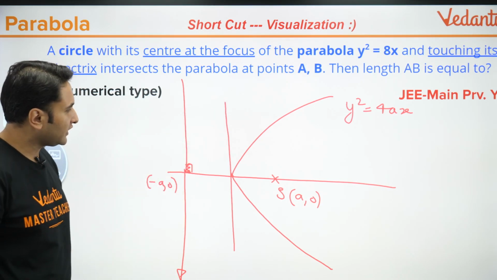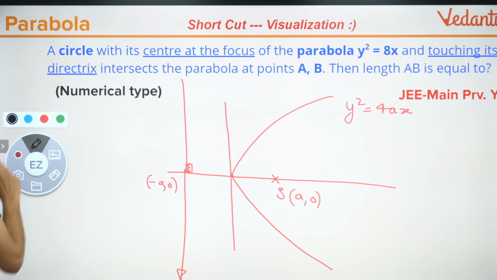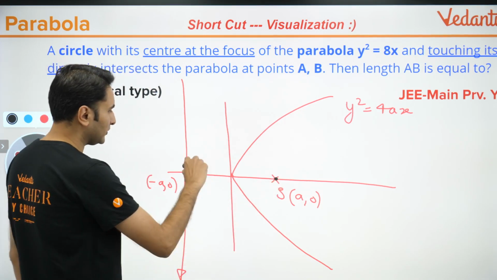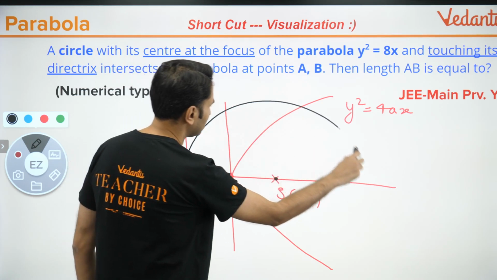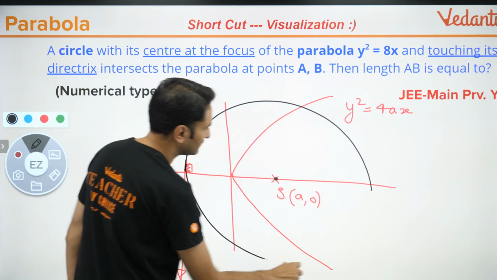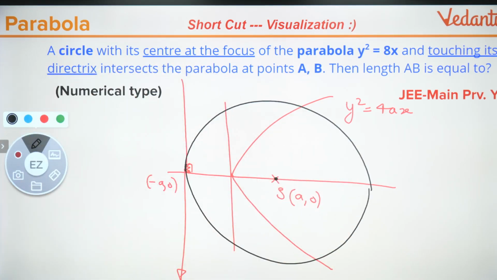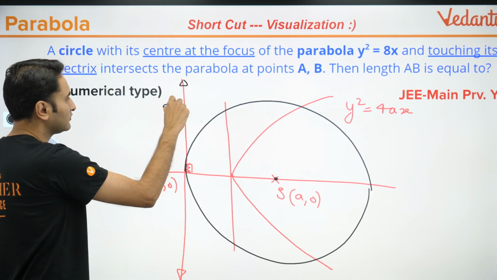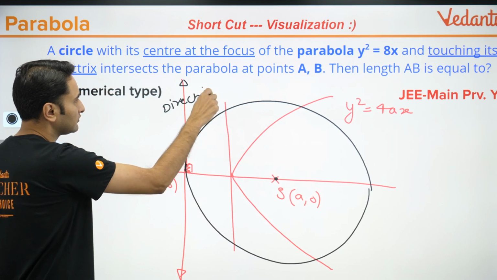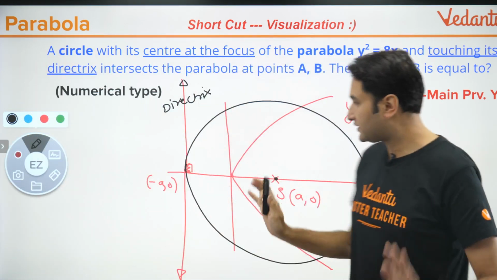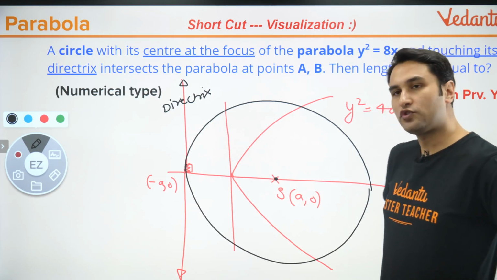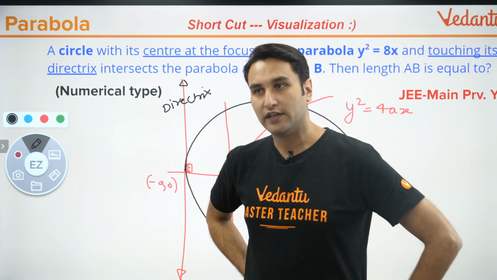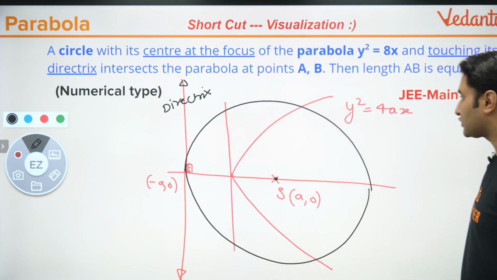What does the question say? There is a circle which has its center at the focus. So it will be like this. Right? And it also touches the directrix. So this is the directrix. Ye directrix hai, all of you know. Right? So this is the question. Now, can you solve this question without doing any calculation is what we want to learn. Chalo, ab fatafat karte hain. Let us quickly do it.